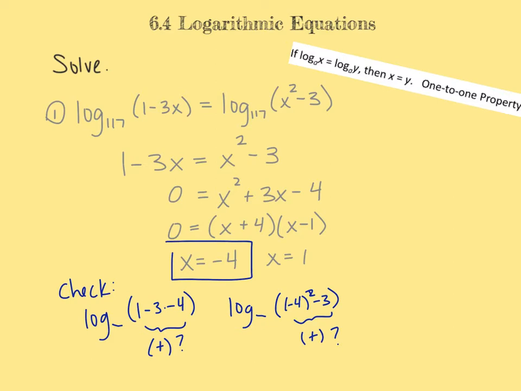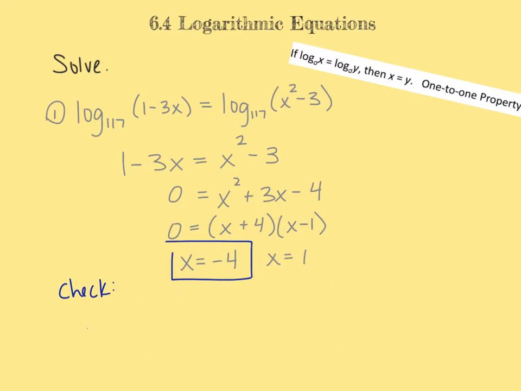Let's check x equals 1. Plugging in 1, we'll have log base 117. Doesn't matter the base though. We care about what's on the inside. Is that positive? We'll have 1 minus 3 times 1. And that's a negative number. So we're asked, is this positive? No. Therefore, plugging in 1 doesn't work. Plugging in 1 over here also doesn't work. It yields a negative number inside the log function.